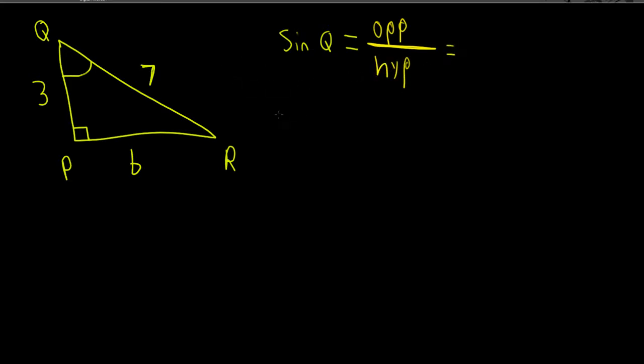Well, what side is opposite to Q? Opposite meaning directly across from the angle. Well, that is this side. It's not 6, it's actually B. So B isn't exactly what we want. We have to find out what number this side is actually equal to. Well, we have a right triangle and we have two sides. So if we have two sides of a right triangle, we can definitely find out that third side. How? We just use the Pythagorean theorem.